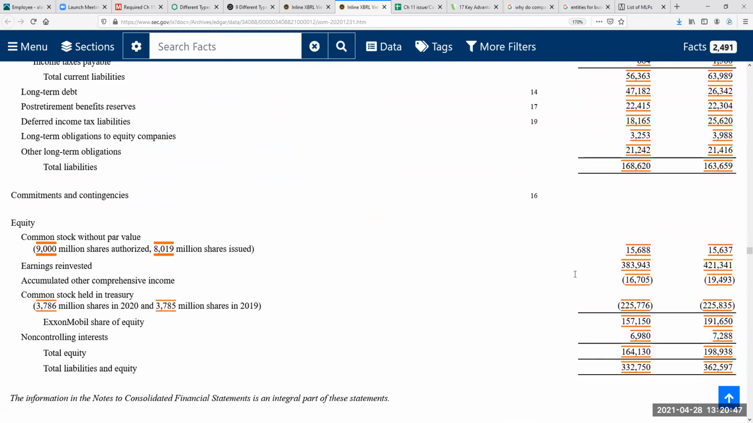So let's look at the equity section you've been learning about. Common stock without par. They've sold all those shares and they raised 15 billion. And here's their retained earnings. So there's your equity section. But look here. Common stock held in treasury. That means they've bought back 3 billion shares. They have bought back 3 billion shares. So you see how it has parentheses? That means it's a debit.